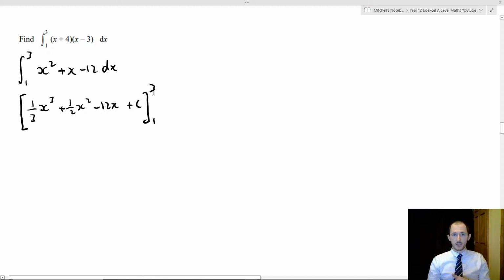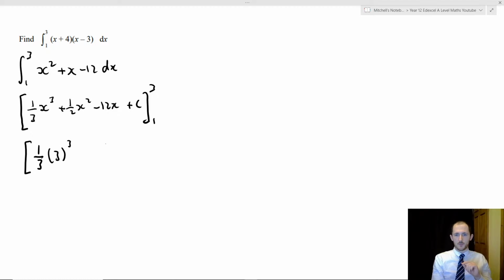Now what we do, and I believe certain calculators can actually do this for you, is you sub in the top limit first. So what I'm going to do is put this in big square brackets. And in the first square bracket, I'm going to sub in x equals 3. So we have 3 cubed plus a half, 3 squared minus 12, 3 plus c. And then I take away the second substitution, okay?